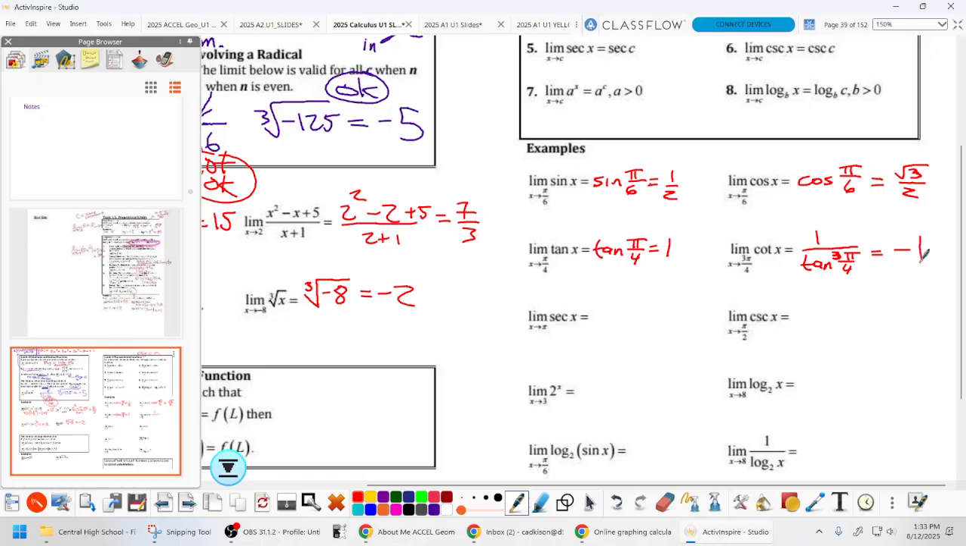What is secant? Cosine under 1. So 1 over cosine of pi. What's cosine of pi? Negative 1. So pi is here, cosine getting out there is negative. I said that one wrong, but I had the negative 1. Okay, what is cosecant? 1 over sine, and then pi over 2. What is sine of pi over 2? 1.